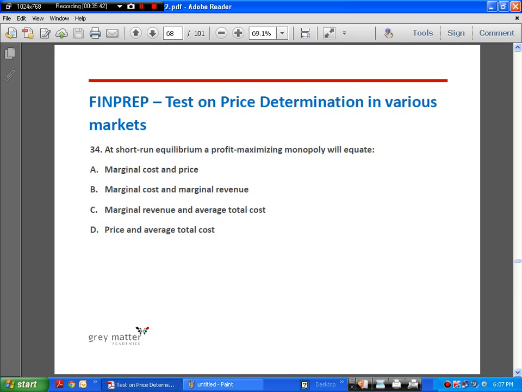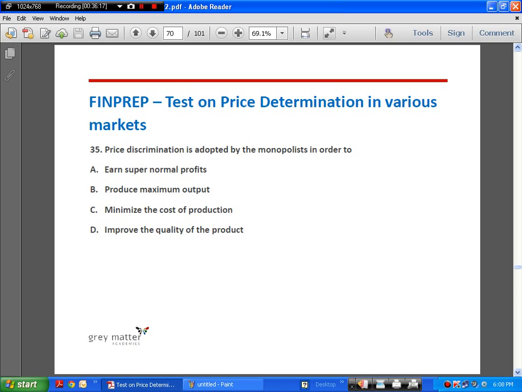34th question. At short run equilibrium, a profit maximizing monopoly will equate: marginal cost and price, marginal cost and marginal revenue, and average total cost, price and average total cost. Always, profit maximizing output or a profit maximizing equilibrium happens where marginal revenue is equal to marginal cost. So the right answer is option B, marginal cost and marginal revenue.